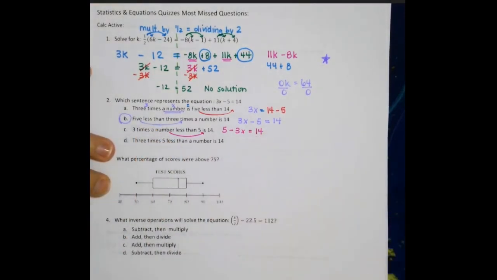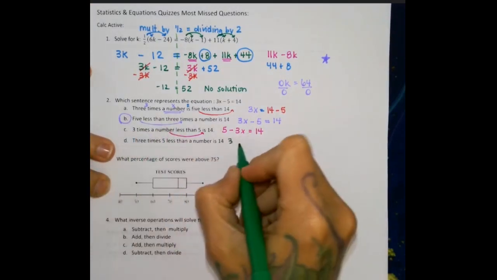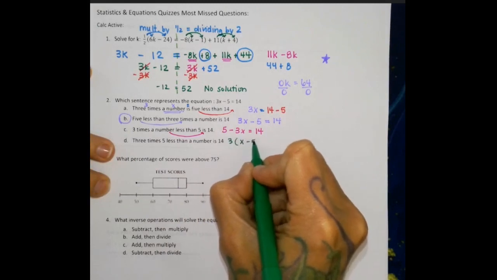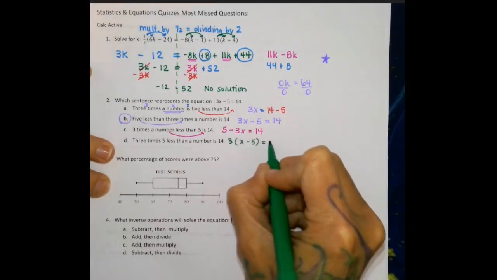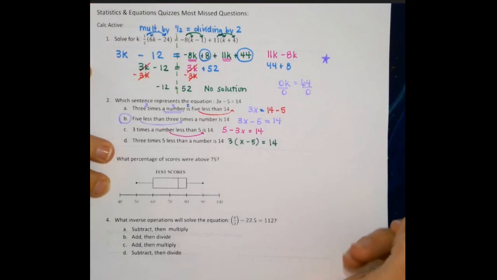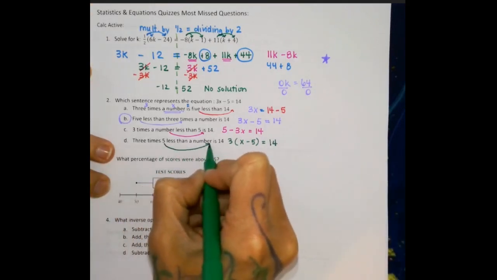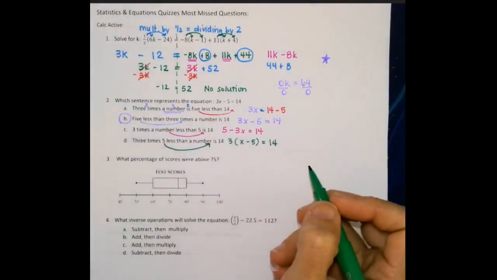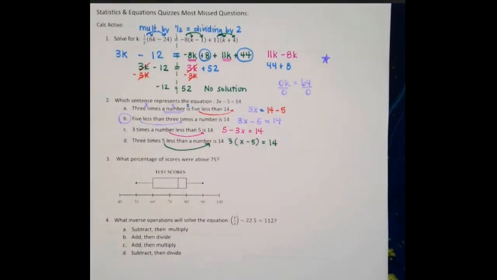And then letter D is 3 times 5 less than a number is 14. So remember, 5 less than a number means the 5 is on the other side of the number. Not 5 minus a number, that would be 5 minus x, or 5 subtract a number. I can't think of other words right now that they would use, but definitely B. Does anybody have any pressing questions about number 1 or number 2?